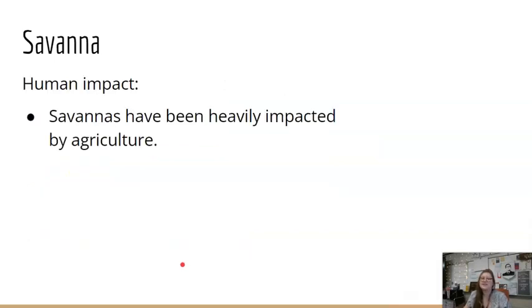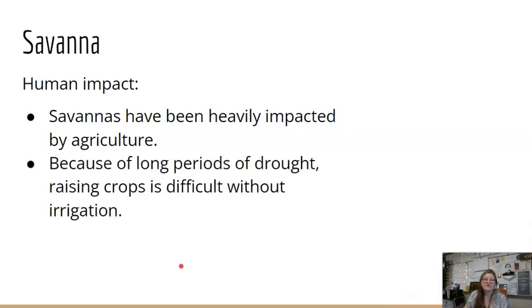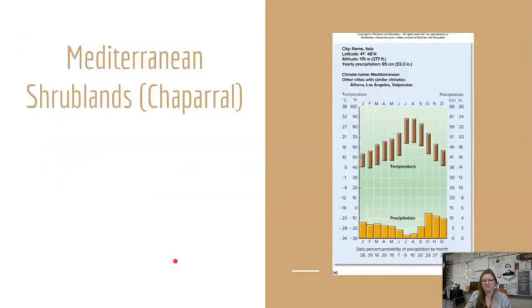And for human impact, savannas have been heavily impacted by agriculture, just like grasslands. Because of long periods of drought, raising crops is difficult without irrigation. All right, Mediterranean shrublands, also known as chaparral. Both of those terms are fair game.